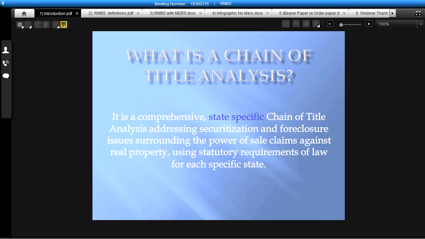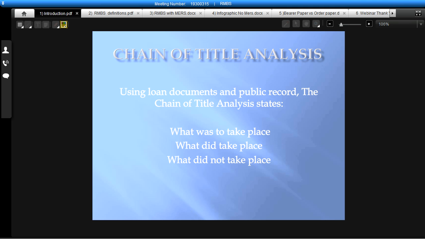So the chain of title analysis states what was to take place, what did take place, and what did not take place. And we do this, again, by using documentation provided to us and also by what's recorded into public record. Because you have what's called a chain of endorsements for the tangible promissory note, and you have chain of title, which is public record, giving constructive notice to the world. And these two need to match. Many, many times they do not match.